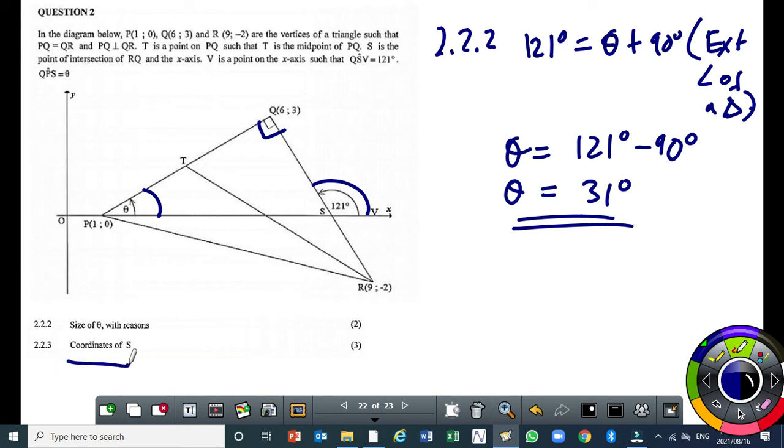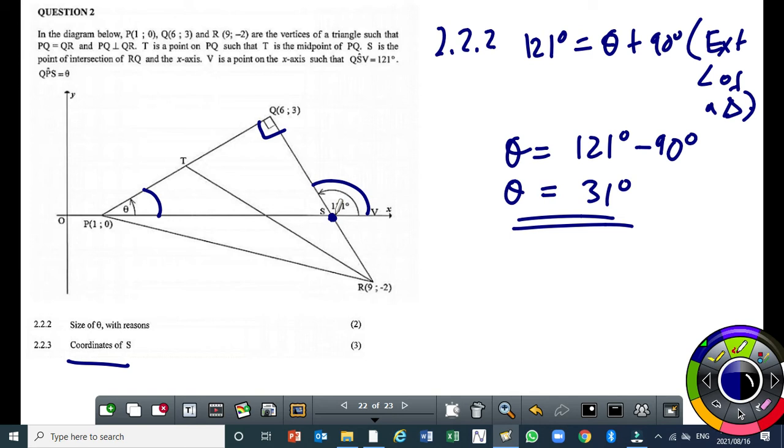Calculate S. Now S is, these are the coordinates. The coordinates here. I'm sure you are aware that the value of y here is 0. Now if you want to calculate the value of x here, my suggestion is find the equation of QR.